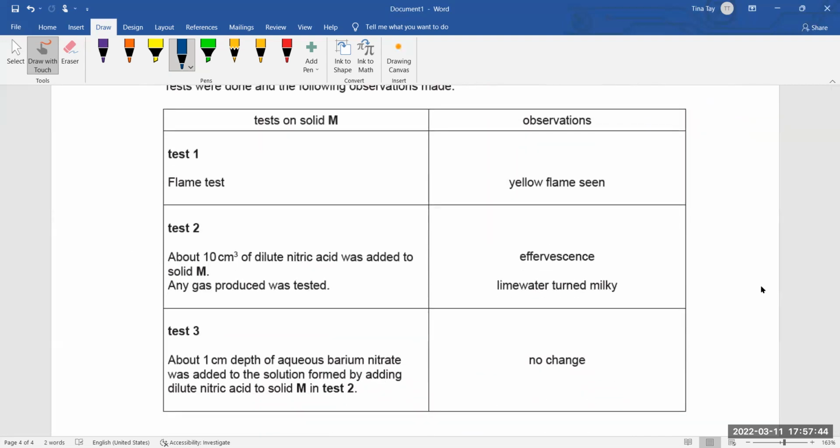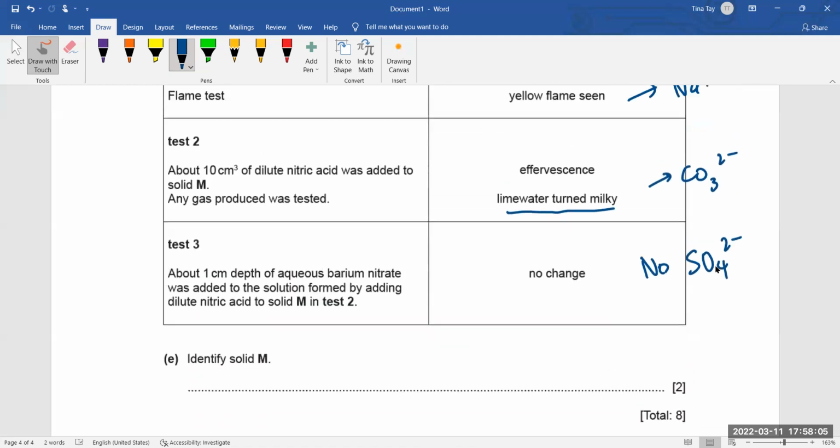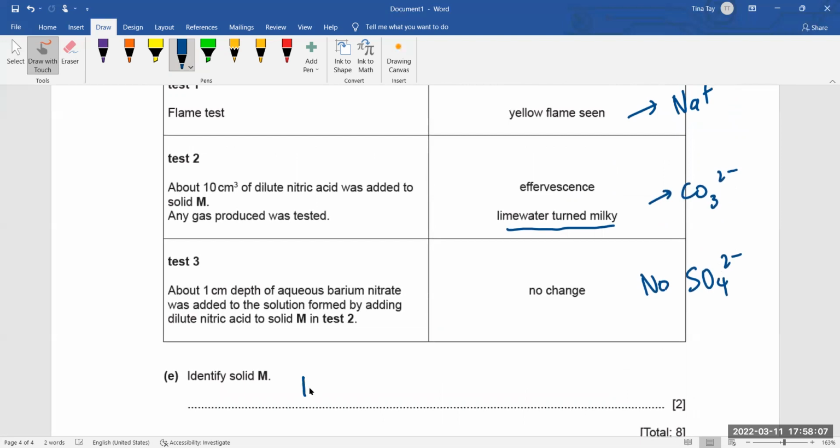Test on solid M. Yellow flame, sodium. Lime water turns cloudy, carbonate. Barium nitrate, no change, no sulfate. Okay. Identify solid M: sodium carbonate.